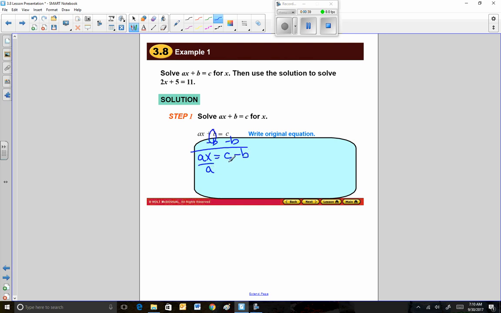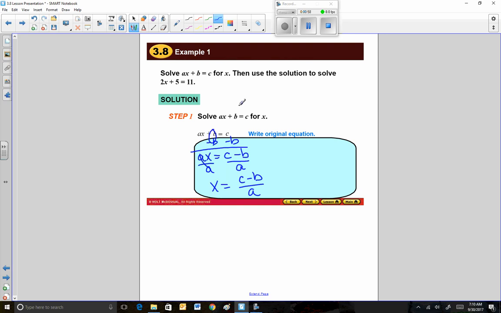Divide both sides by your a, because it says multiply by a, so to undo, you divide by a. This becomes 1x, so we have x equals c minus b all over a. And that is your solution for solving for the literal equation.